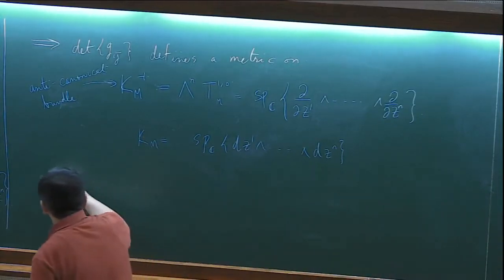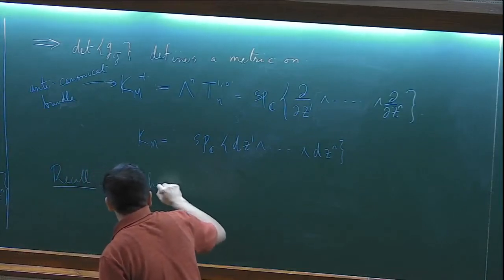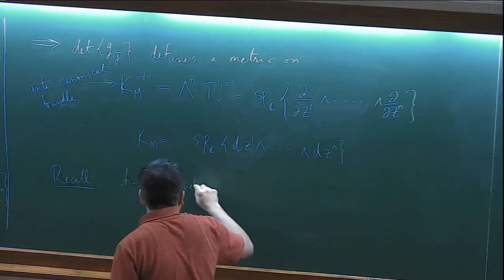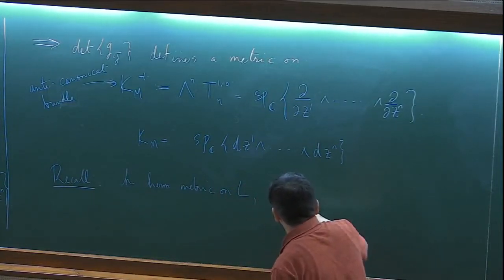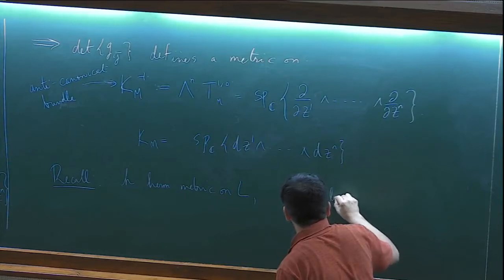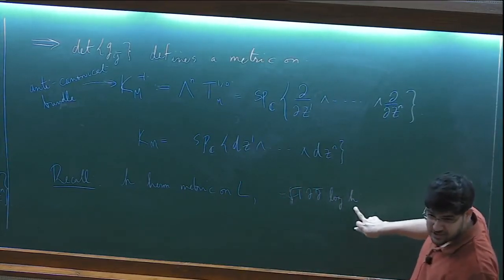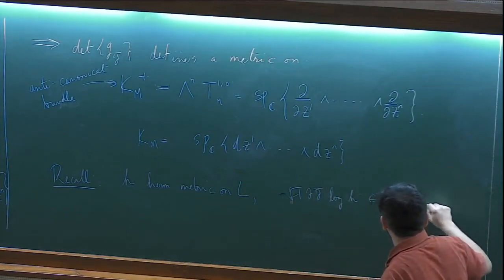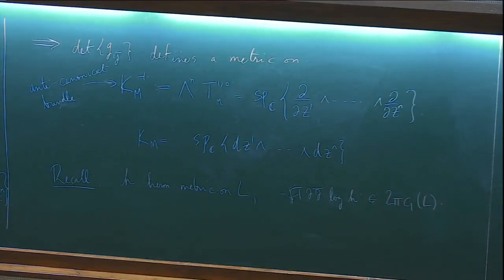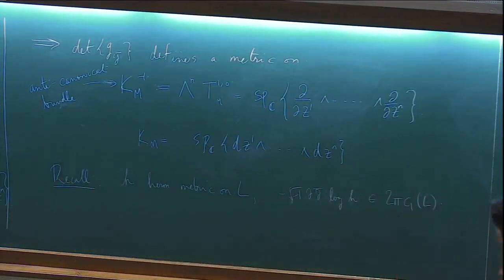But remember, if H is a Hermitian metric on a line bundle L, then if you take minus square root of minus 1 times d d-bar log of H, which is basically square root of minus 1 times the curvature of this Hermitian line bundle, that's a representative in the first Chern class of L. Okay, and now we have a similar formula for the Ricci curvature, where instead of H, you have this particular Hermitian metric.